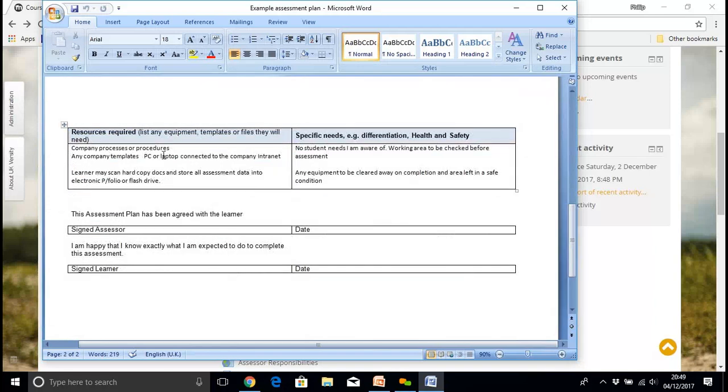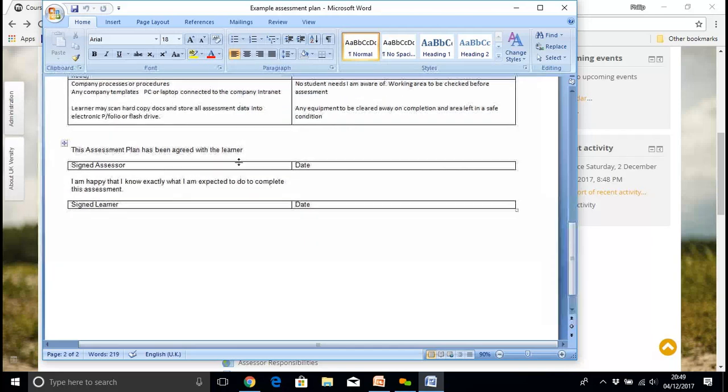Resources required: company processes and procedures, any company templates, a PC or laptop connected to the company intranet. The learner may scan hard copy documents and store assessment data to an electronic portfolio or flash drive. No special learner needs that I'm aware of. Working area to be checked before assessment. Any equipment to be cleared away on completion and the area left in a safe condition.